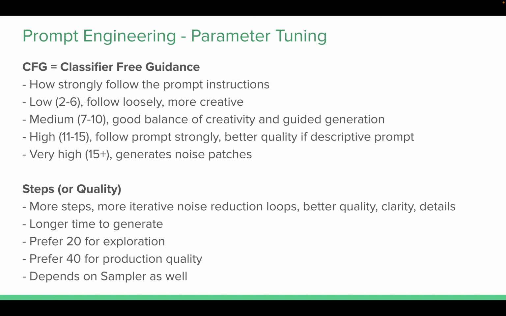Next, we have steps or quality and details. This number determines the number of times the diffusion iteration is done. As we know, the diffusion process is iterative. The output from the process becomes input for the next iteration. So this number is directly the number of iterations the diffusion process is going to do. The more number of steps, the more noise reduction, the better quality and fine details in the output image. So this number is directly proportional to the amount of time it takes to generate an image.